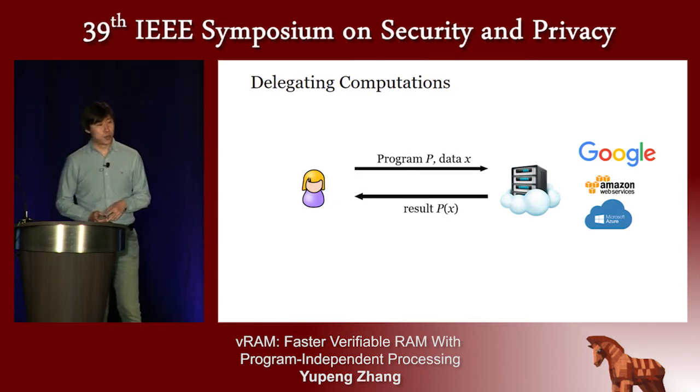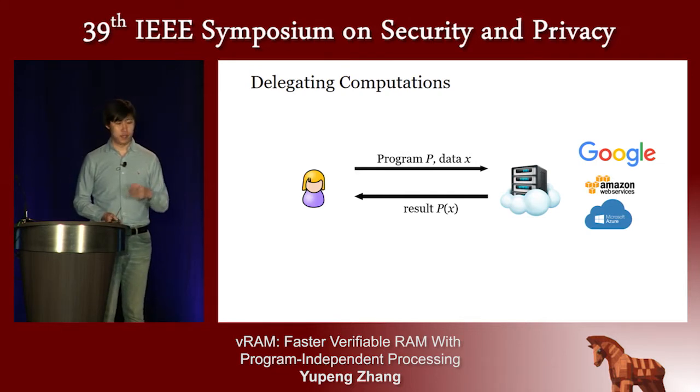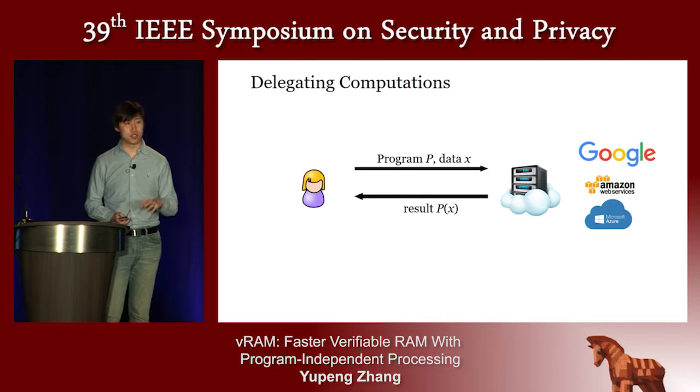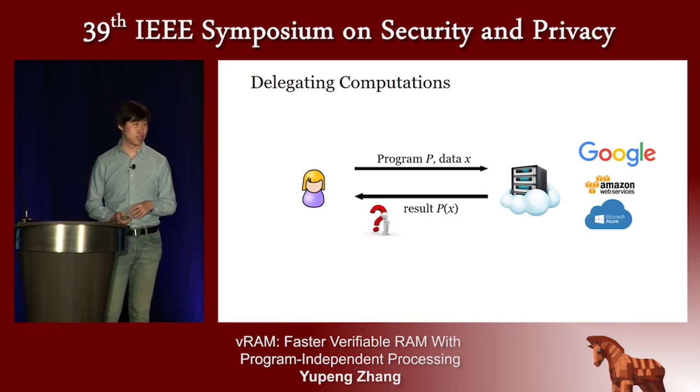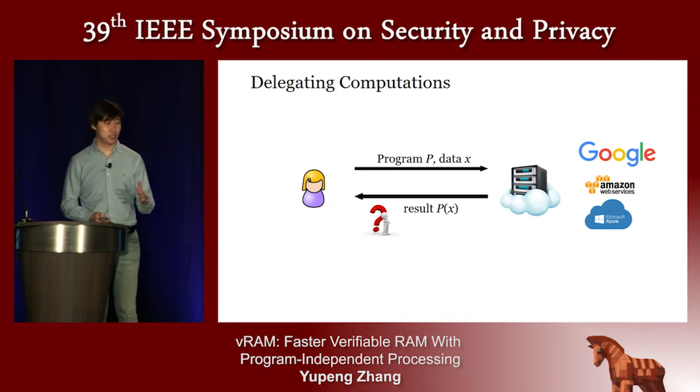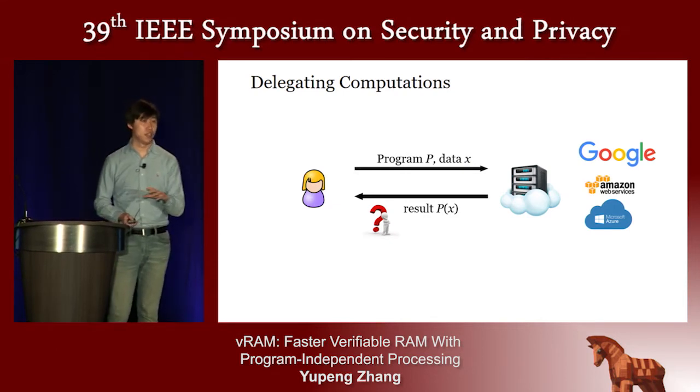Cloud computing provides a lot of benefits, such as reducing the local computational resources and also the effort to maintain the local servers. But in this scenario, it also raises some security concerns. And one of these concerns is called integrity. Namely, how can you guarantee that the result returned by this server is correctly computed by this program on the data?